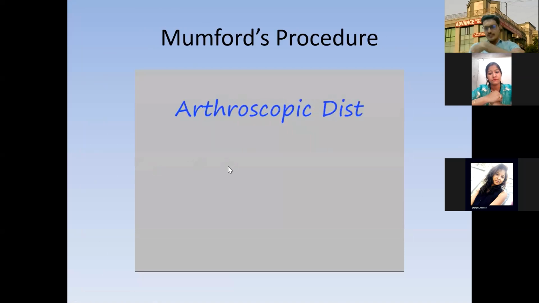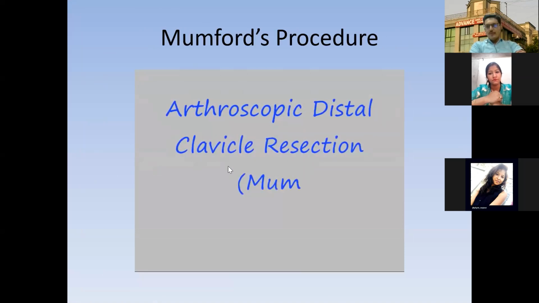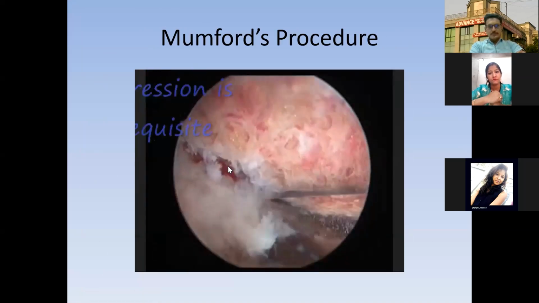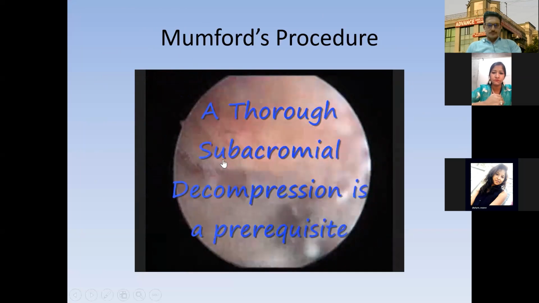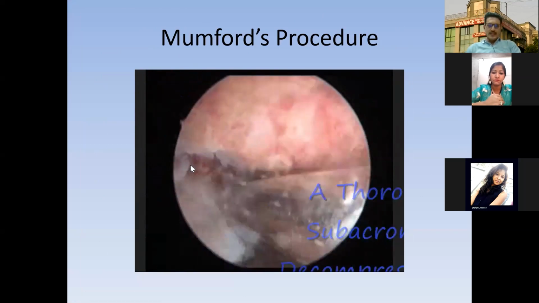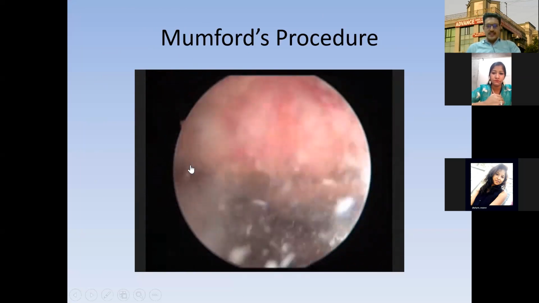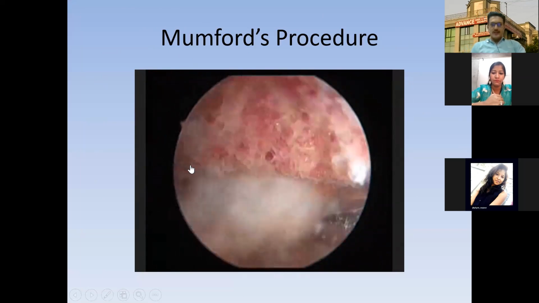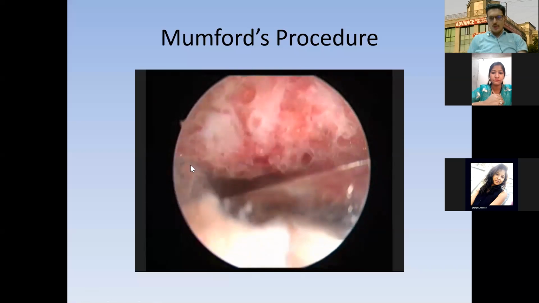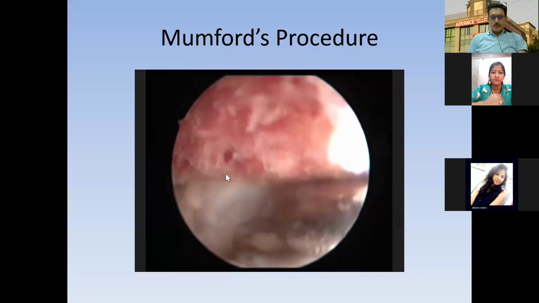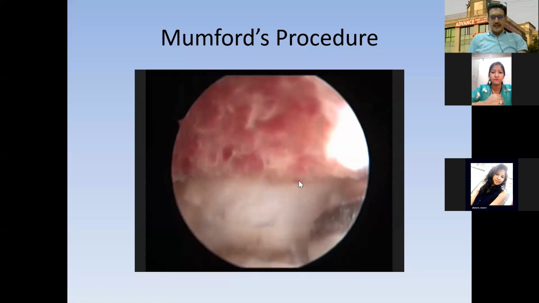This is called a Mumford's procedure. So we are removing the distal end of the clavicle. Okay, so what it does is basically you remove the distal end of the clavicle. So this is a subacromial decompression. So we are doing a resection of the acromion, and then we will remove the distal end of the clavicle also to make it smooth and fine.